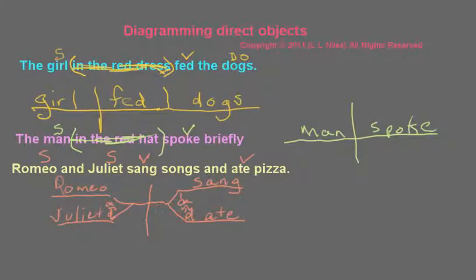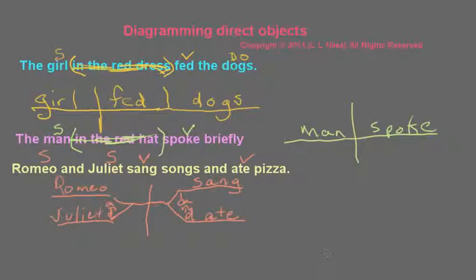Now you need to make sure here, Romeo sang and Romeo ate. So that's fine. We've joined them back together so they share, Romeo shares both verbs. Juliet also sang and she ate, so she shares both verbs. Now let's go a step farther.